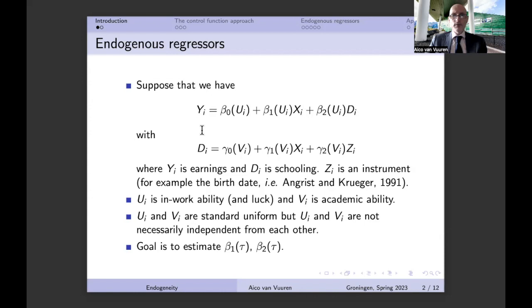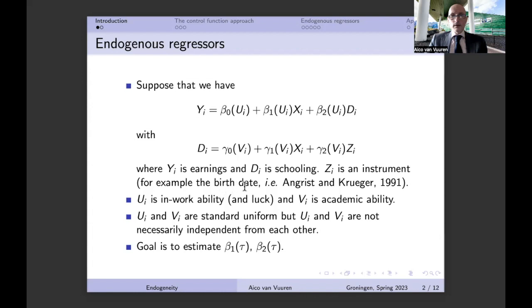We now have a model with two equations. The first equation is usually called the outcome equation, and it has y_i at the left hand side, and we have beta_0(u_i) plus beta_1(u_i) times x_i plus beta_2(u_i) times d_i at the right hand side. We have a second equation that is usually called the endogenous variable equation, and it has d_i at the left hand side, and then at the right hand side we have gamma_0(v_i) plus gamma_1(v_i) x_i plus gamma_2(v_i) times z_i.